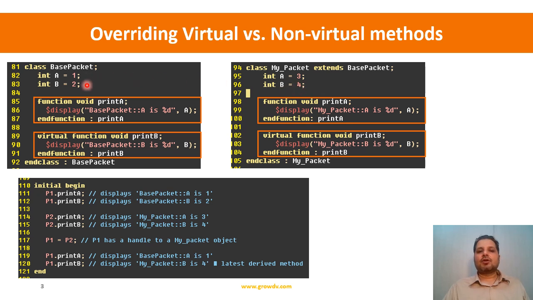Okay, there was 1 and 2 in the base and 3 and 4 in the extended class, and I am now overriding these two methods as well, the print a and print b. I am overriding and I am just displaying a and b.